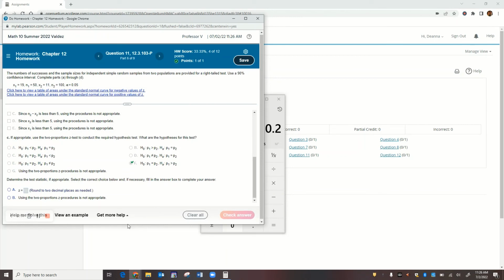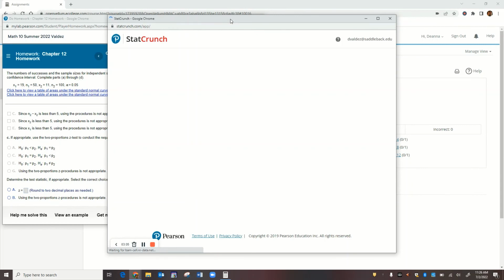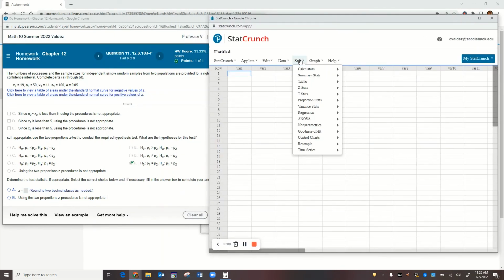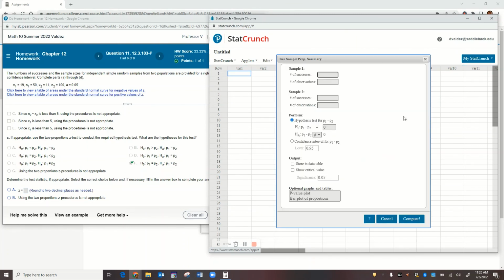Okay, now we need the test statistic, if appropriate. Yes, it's appropriate. So let's get StatCrunch rolling. And this time you're going to select two sample. That's the only difference. So Stat, Proportion Stats, Two Sample, With Summary. So for sample 1, you're going to enter x1, that's 19. Number of observations n1 is 50. Sample 2, x is 11. Number of observations 100. And then remember, they just set up the null and alternative a little differently. So p1 minus p2 equals 0. And then this one's right-tailed, so p1 minus p2 greater than 0.